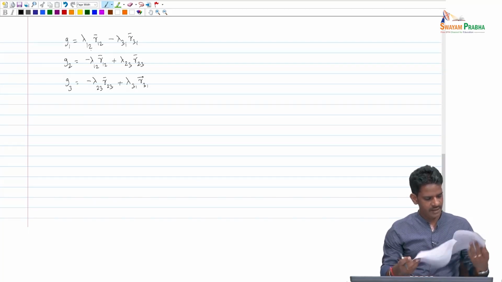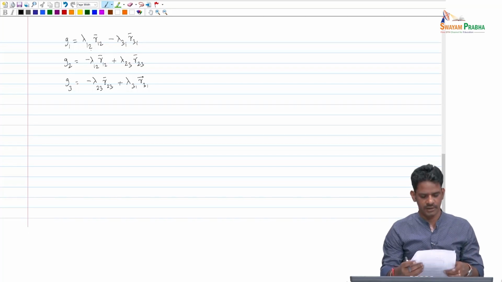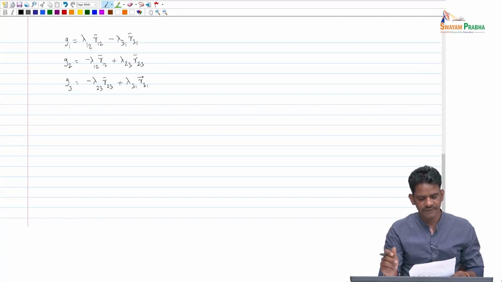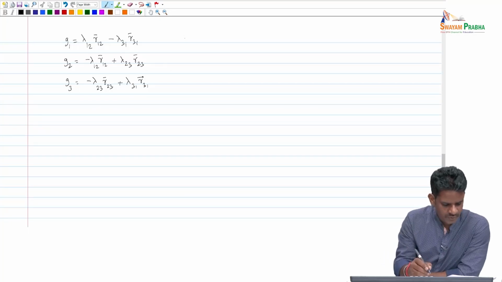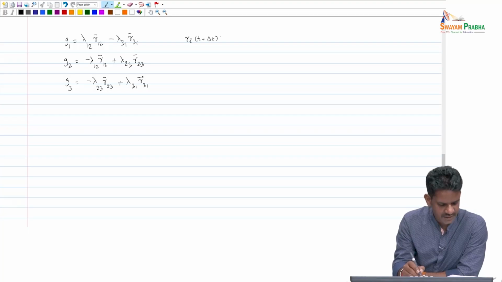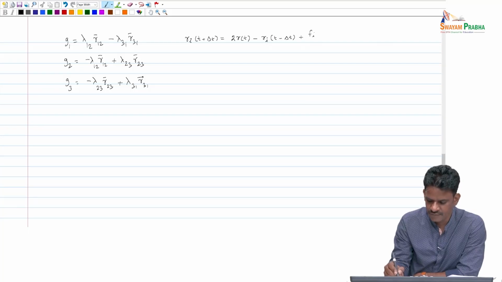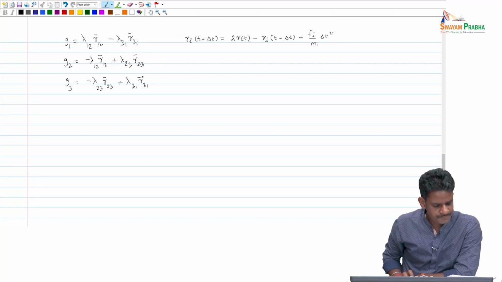So now we have to decide what finite difference method we want to use. First we will apply the simplest one, the Verlet algorithm. If you remember, the Verlet algorithm goes as this. The position at t plus delta t is given as 2 times the particle position at time t, minus the particle position at the previous time step t minus delta t, and then the force term. So this is the expression.